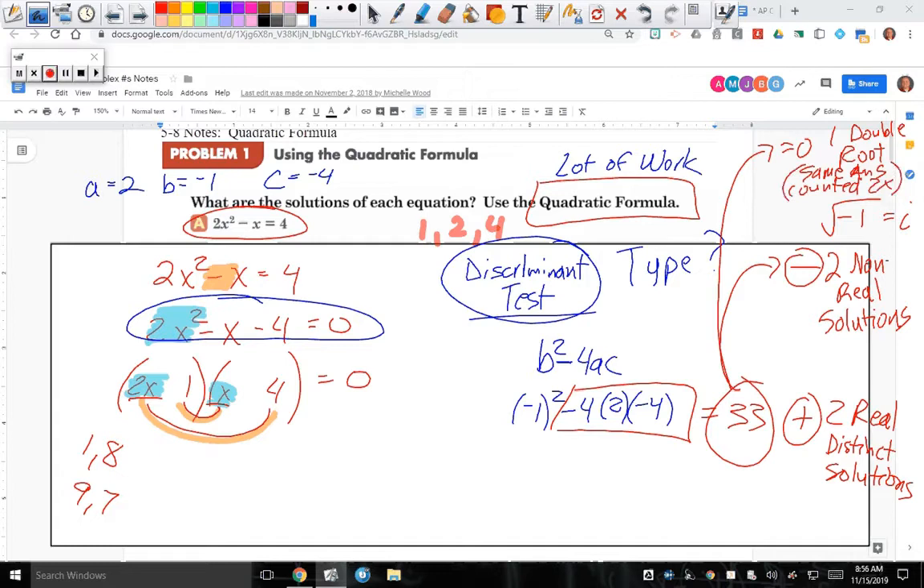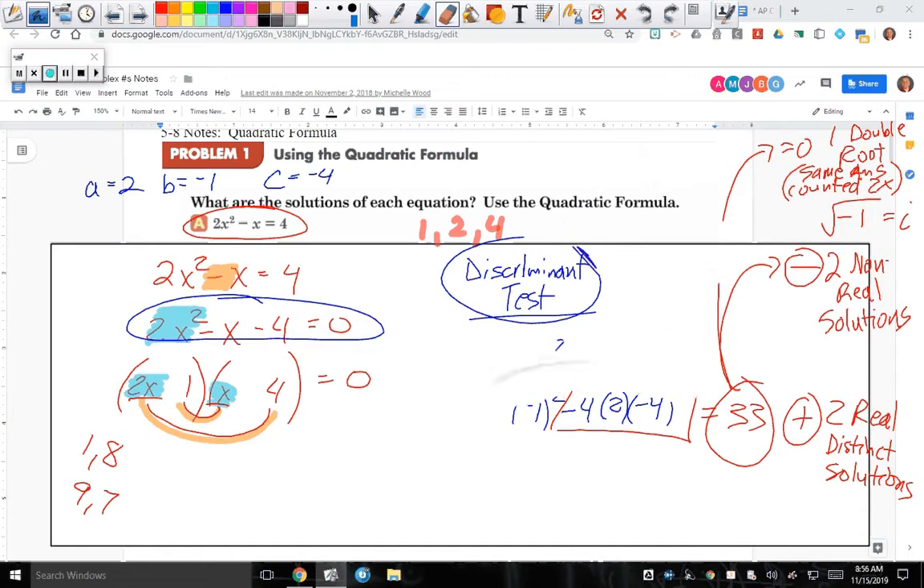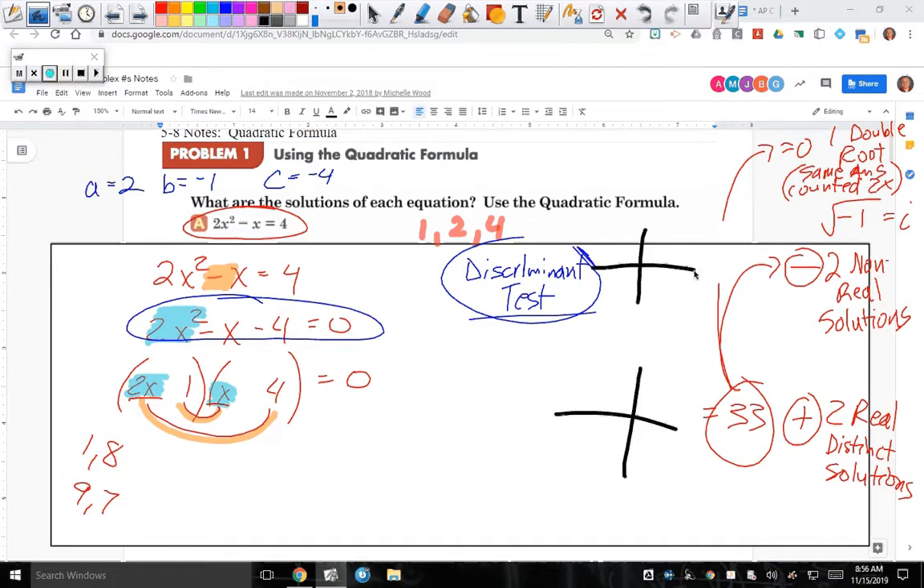Let me show you what those graphs look like, just real quick, a quick sketch, so that you understand what you're looking at. So positive discriminants versus negative versus 0. A positive discriminant will have two x-intercepts that are different.